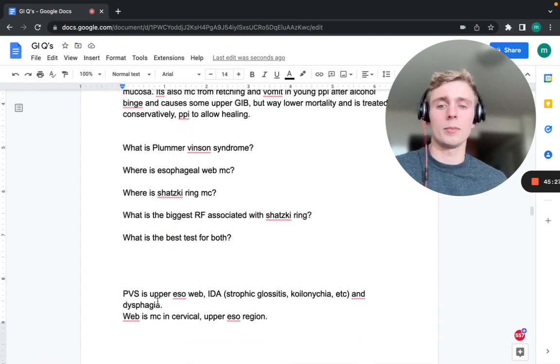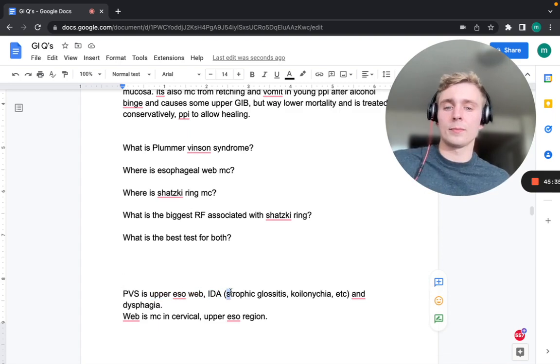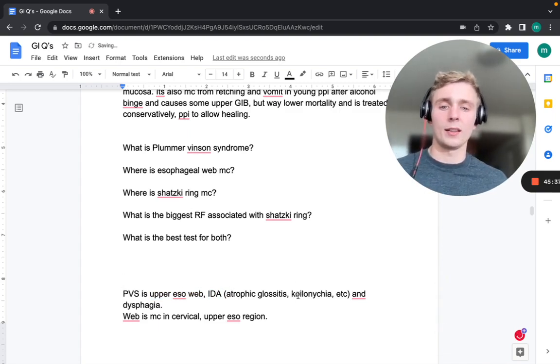So Plummer-Vinson syndrome is an upper esophageal web, which gives it away. So upper esophageal web, iron deficiency anemia that can manifest as atrophic glossitis, koilonychia in the nails, and other findings of iron deficiency anemia that could be chronic. And also dysphagia. So dysphagia, iron deficiency anemia, and upper esophageal webs, that's Plummer-Vinson syndrome. And a web is more common in the cervical area, so proximal, and that's the upper esophageal region.